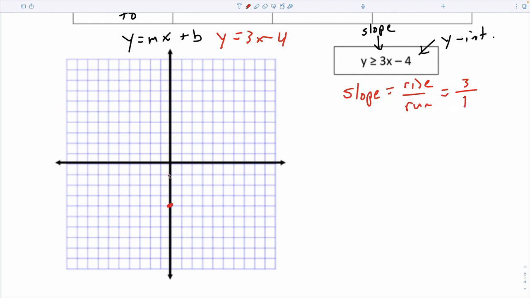So let's go ahead and do that. Up 3, over 1. Up 3, over 1. Once you have 2 or 3 dots, you can make a line. During independent practice, I will pass out rulers for you.